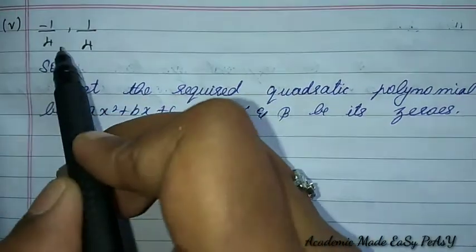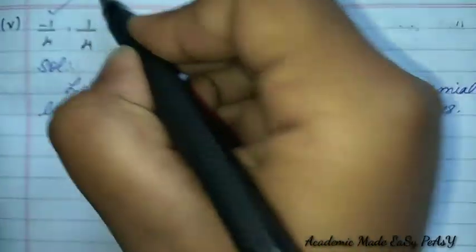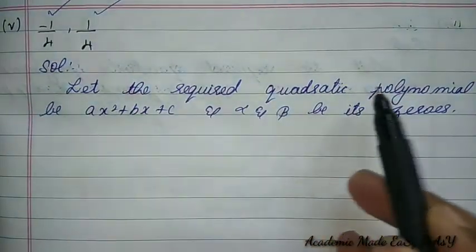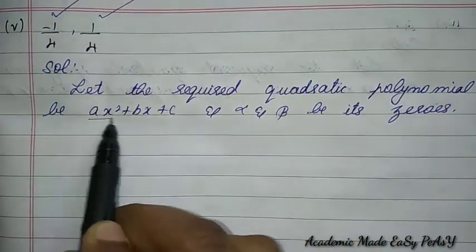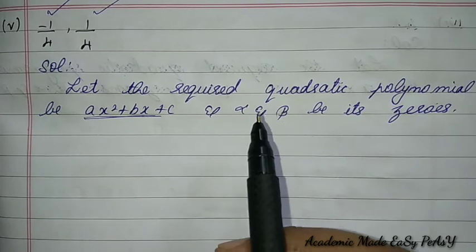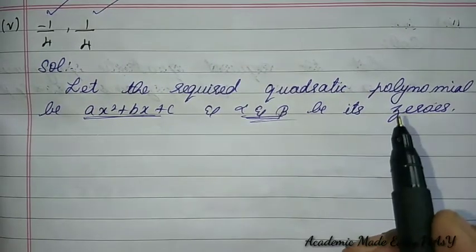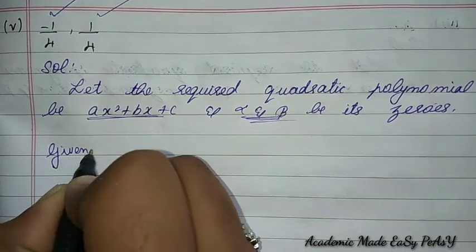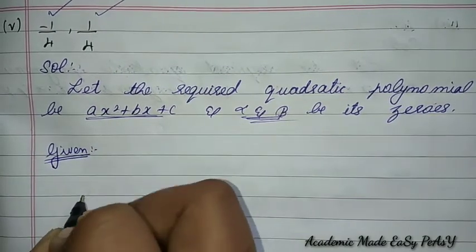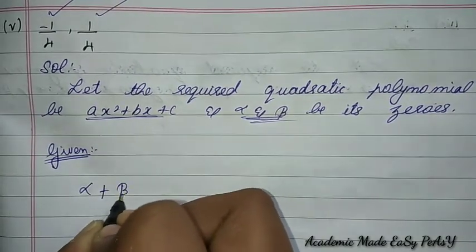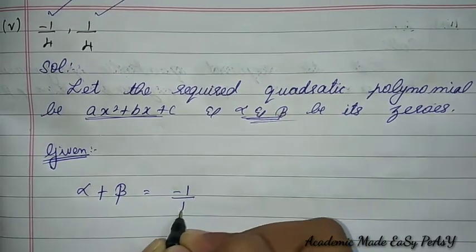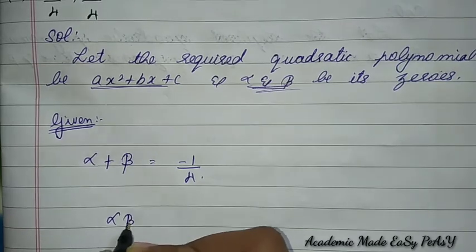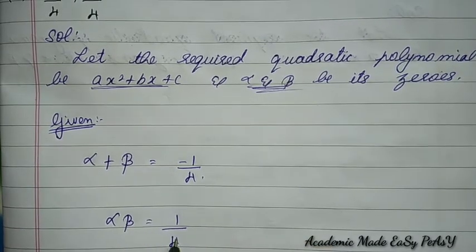So subdivision 5, here also two values are given. This is the sum of zeros and this is the product of zeros. So let this quadratic polynomial be ax square plus bx plus c and these are my two zeros. So I will write what all is given. So my given part will have the sum of zeros, that is alpha plus beta is equal to minus 1 by 4. So next I will have alpha into beta. Alpha into beta is 1 by 4.